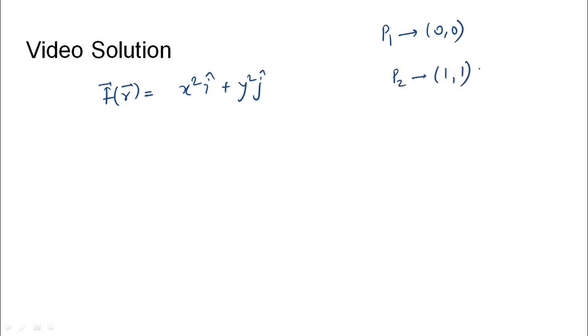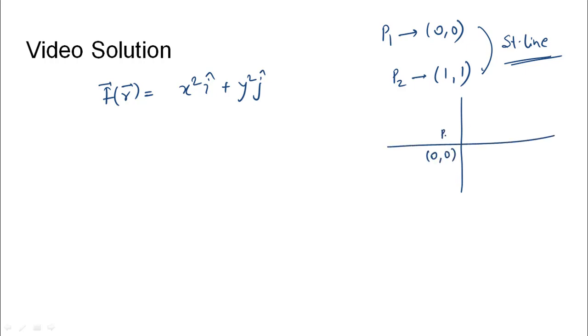In this case we have been given F(r) vector as x square i cap plus y square j cap. Point P1 is given as (0,0) and point P2 is given as (1,1). The relationship is that of a straight line between these 2 points. If we visualize this on the coordinate system, this will be point P1 (0,0) and point P2 will be somewhere here, that is (1,1). If we join them using a straight line, the relation will be y equals x.